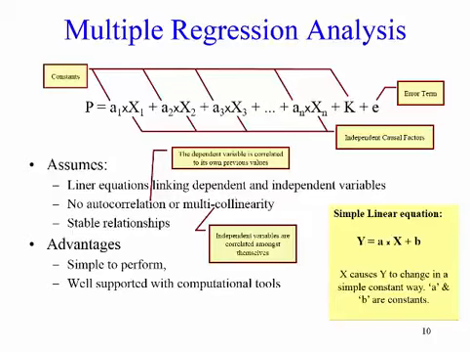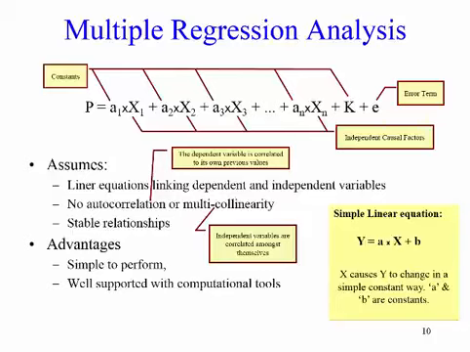There are 2 further assumptions which are not at first obvious, but are vital to the effectiveness of the mathematical solution of multiple regression systems. And this is that the 2 conditions known as autocorrelation and multicollinearity cannot be present in the data.